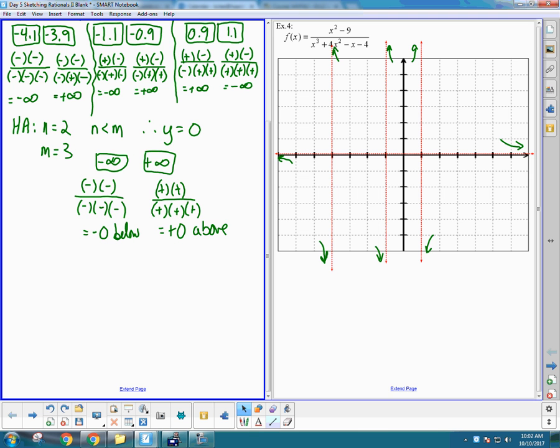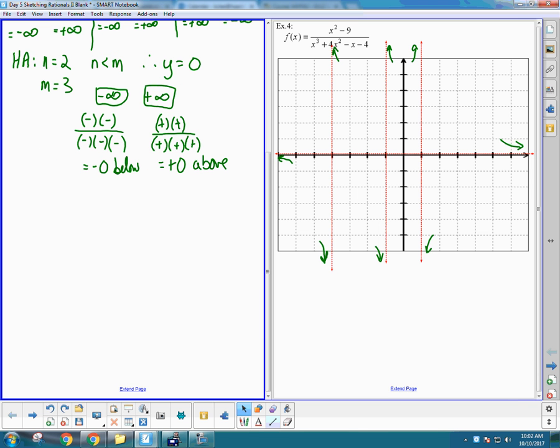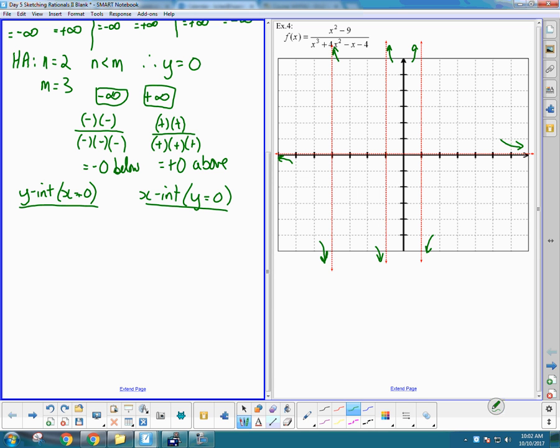So I'm just going to give myself some more room. I'm going to do the y-intercept. Is when x equals 0. And the x-intercept is when y equals 0. I think it's easier to put the 0 into the original part of the equation. So it was x squared, so it's 0 squared minus 9. And on the bottom, it's going to be 0 cubed minus 4 times 0 squared minus 0 minus 4. All those zeros are going to make my math a lot easier.